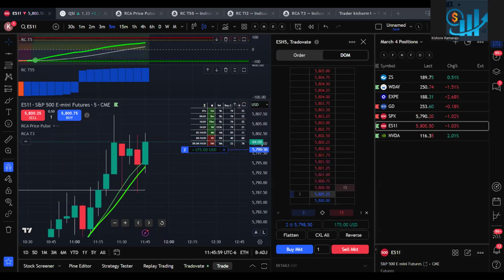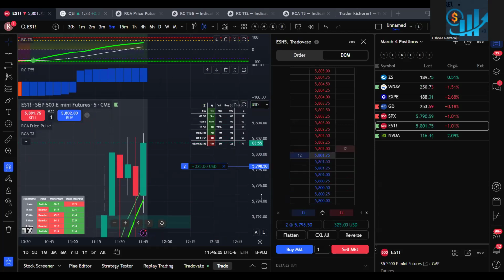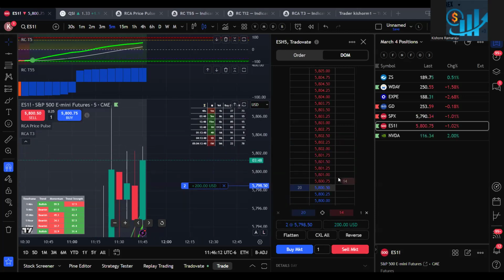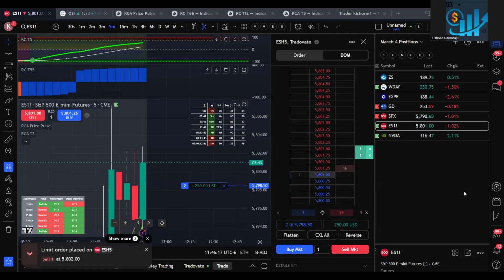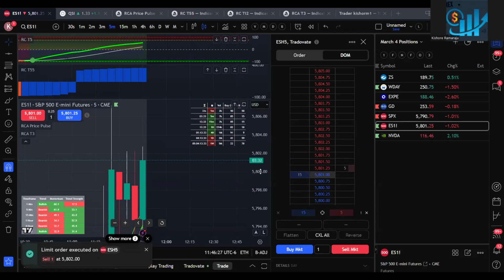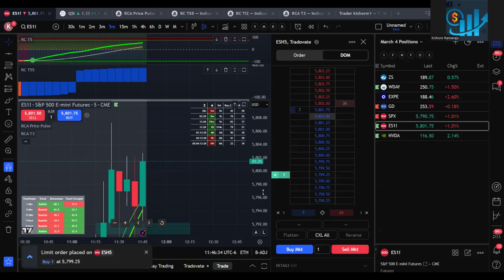If you are happy, you can take another $300-400 profit. And again, if there is a pullback, we can enter one more time. I took another $350 profit. And then again, I can go a little bit down and put my buy orders.